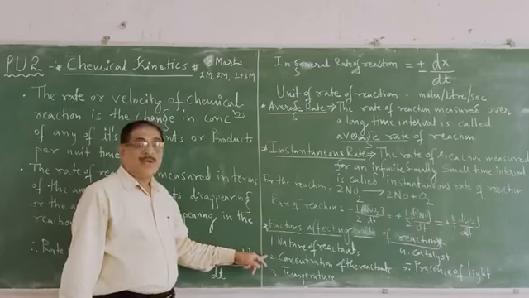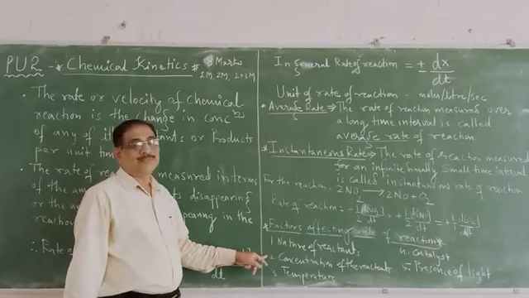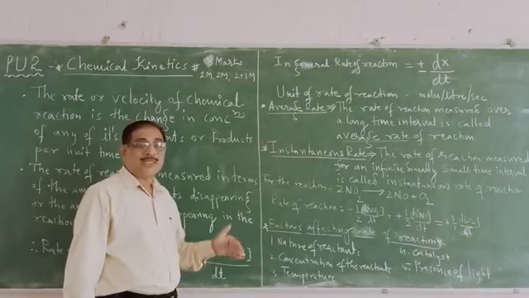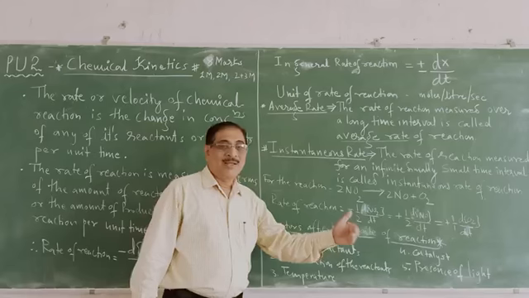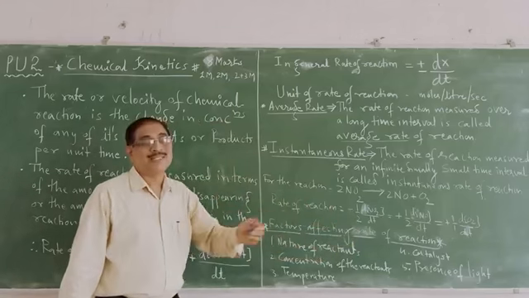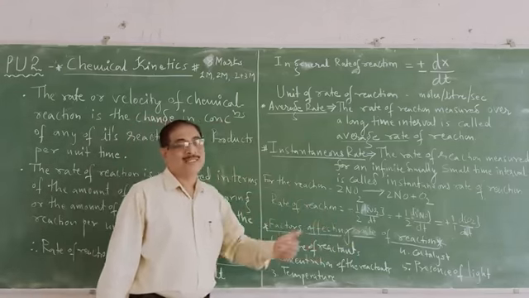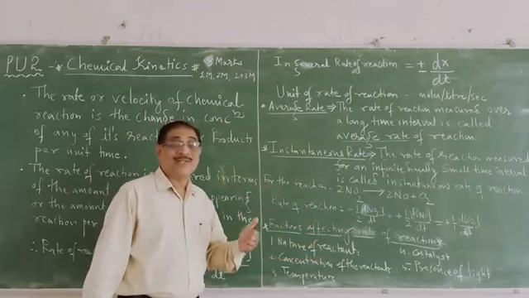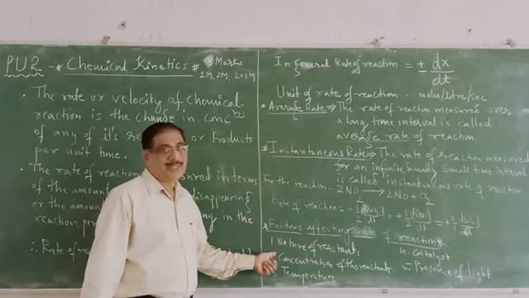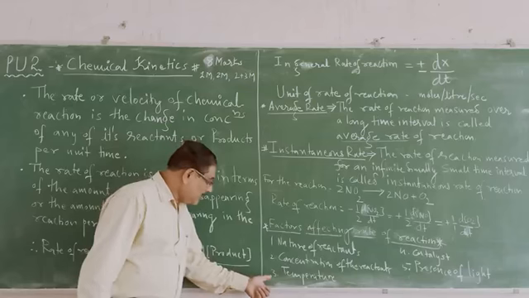Second one, concentration of reactant. Main factor is concentration. Lower the concentration, slower is the rate. Higher the concentration, faster is the rate. Rate of reaction increases with increasing concentration. Understand? Third factor is temperature.